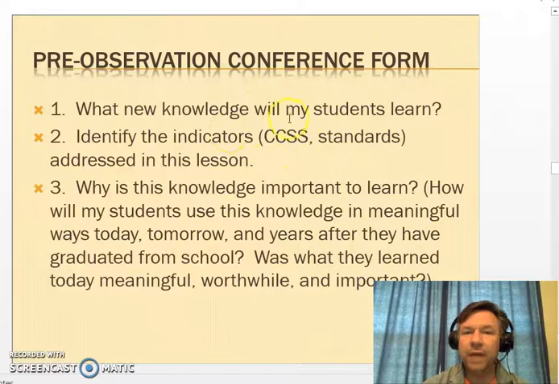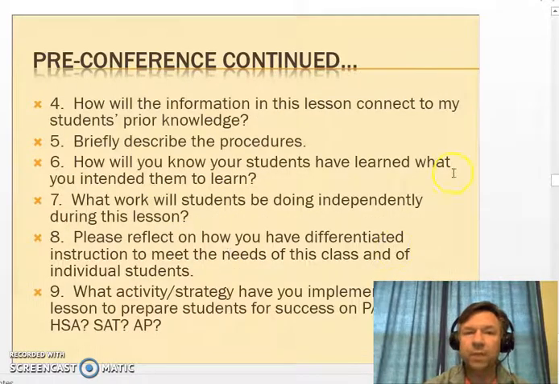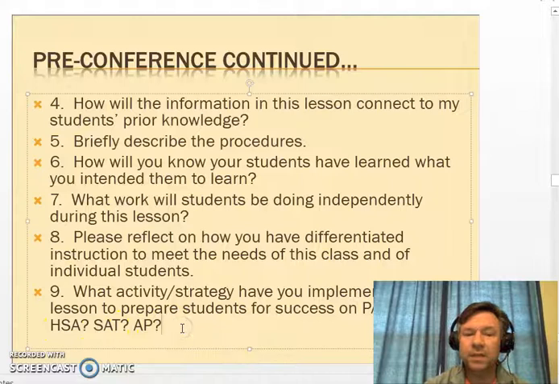So again, in this form, you're looking at the indicator, Common Core State Standards, why is the knowledge important, some other pieces to consider, the connection, procedures, your reflection on differentiation, and then the activity should help prepare students for success on some of the assessments, whether it's PARCC, high school assessment for government. The MISA is an additional one that could be listed, which is the Integrated Science Assessment, SAT, Advanced Placement.